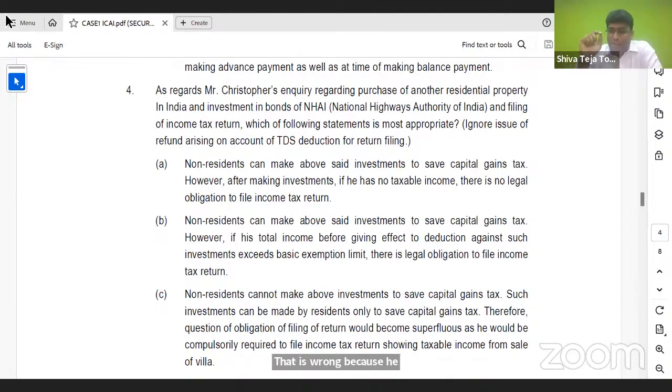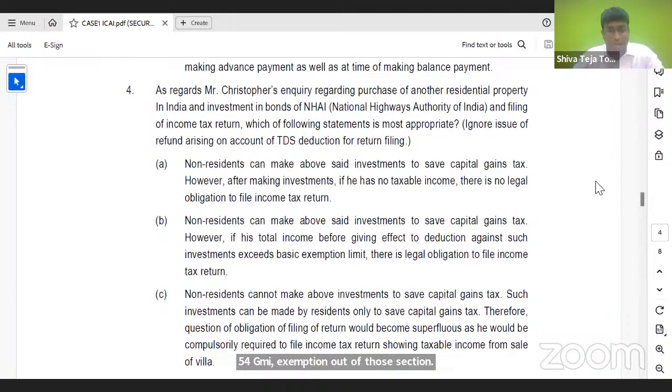Section 139 subsection 1 clearly says that if any individual's total income before claiming exemption under section 54, 54EC, 54F, 54B, 54G, 54GA, 54GB, before claiming exemption under those sections, is more than the basic exemption limit, then they are required to file return of income.